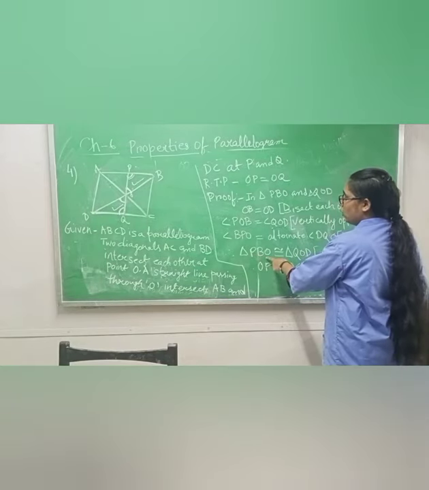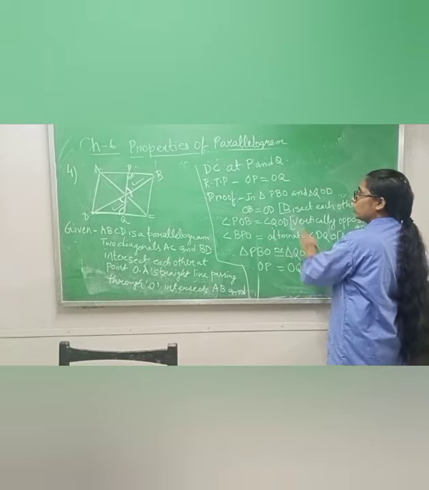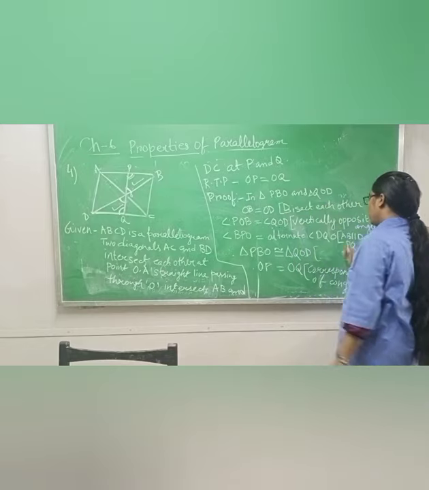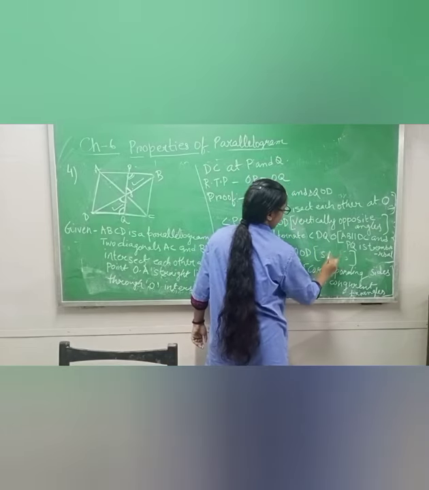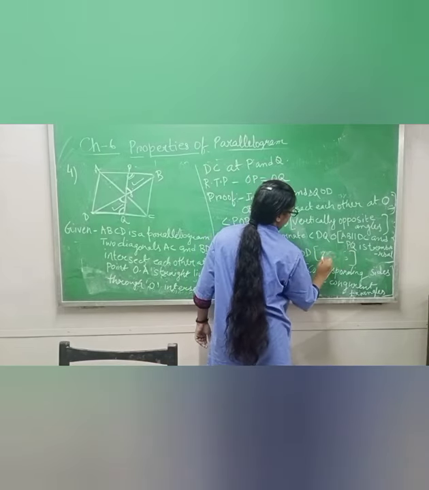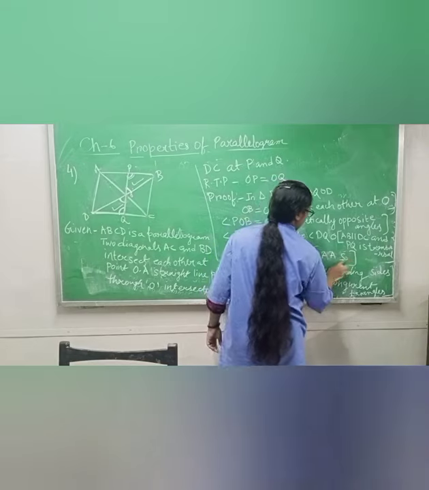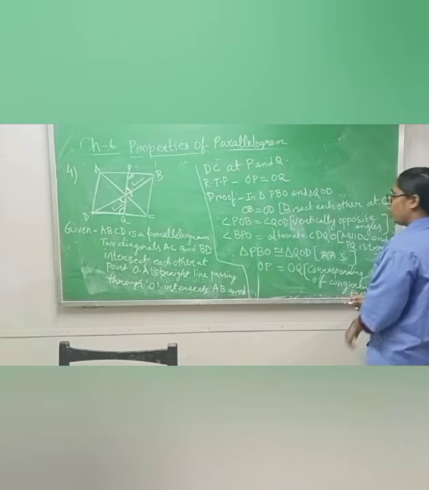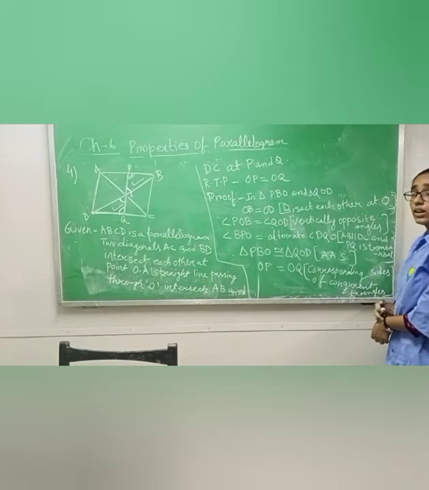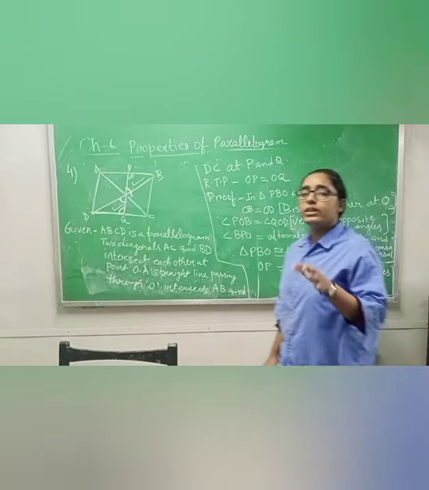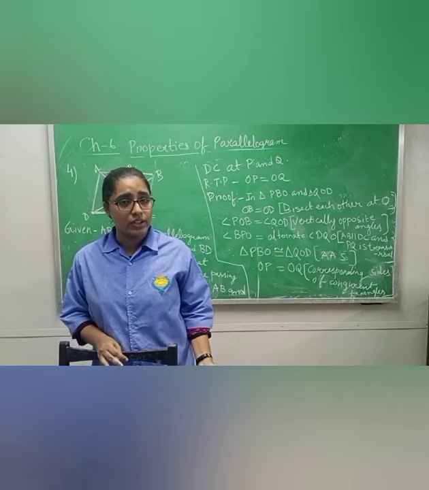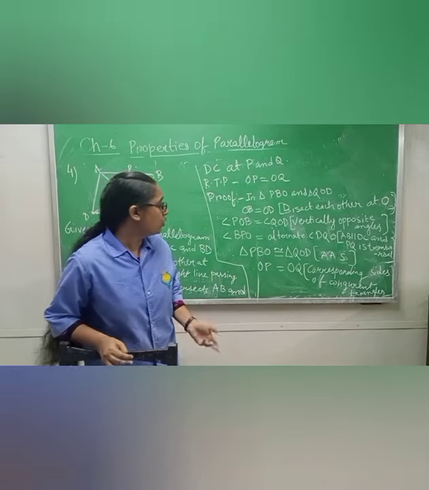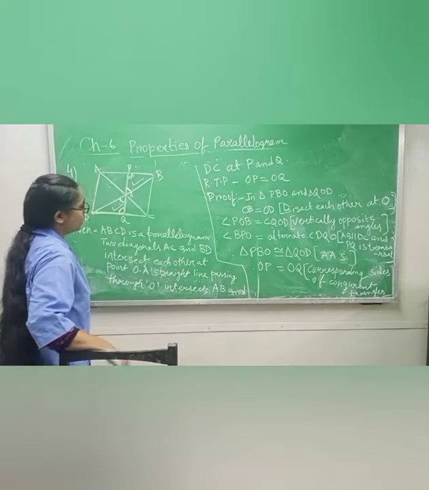Triangle PBO is congruent to triangle QOD. By which property? Angle side angle property. Two angles and one side property. If these two triangles are congruent, it means that the rest of the sides, the corresponding sides, are also equal. So which sides are left?